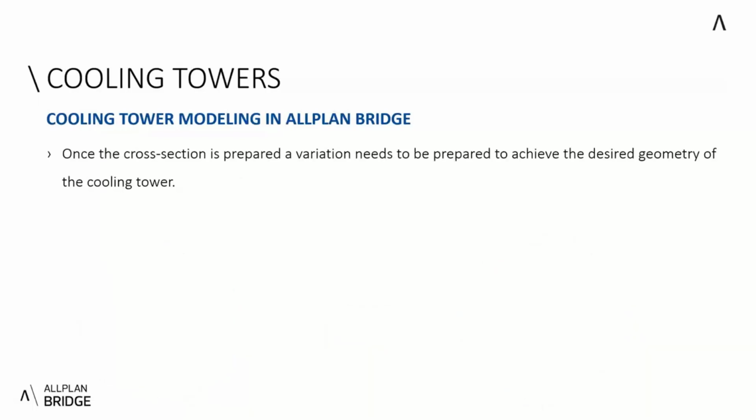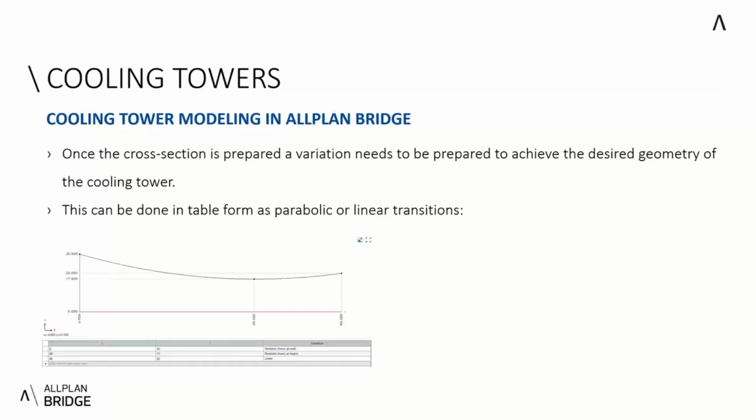So once the cross-sections are prepared, a variation needs to be prepared to achieve the desired geometry of the cooling tower. This can be done in table form as parabolic or linear transitions. It can also be done as formulas, but I have decided to show this one possibility, how to do it with tables in table form. So it can be done by placing a variation table as you know it with a parabolic transition, so how your shape would look like.